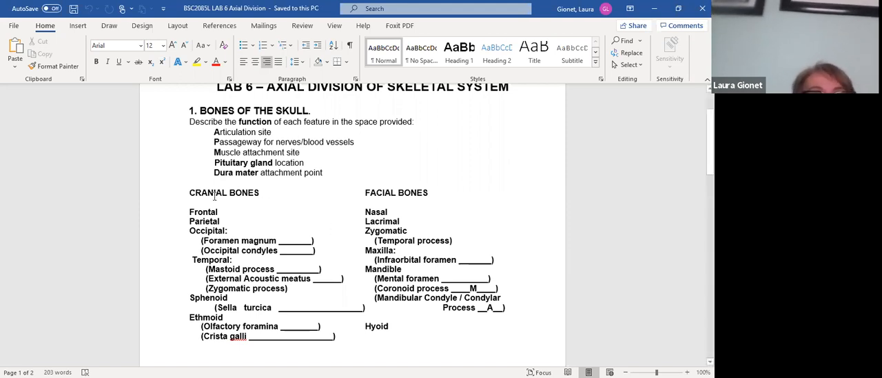So the cranial bones. The cranial bones include the frontal, parietal, occipital, temporal, sphenoid, and ethmoid bones. On the left-hand side, anything that's below a bone and indented, like the first one here, Foramen Magnum, with a space there to put a letter in parentheses, means those are features or structures found on that bone. And if you're in my lecture, this should coincide with that.